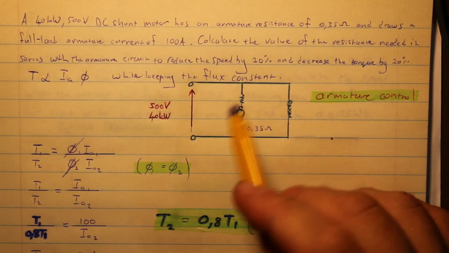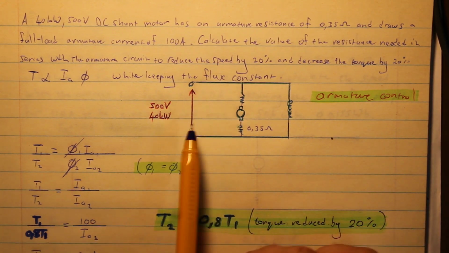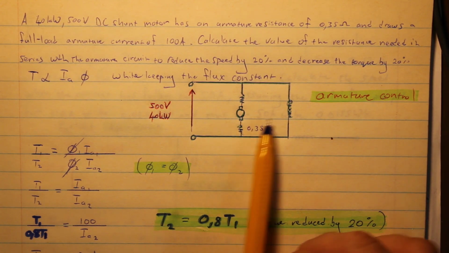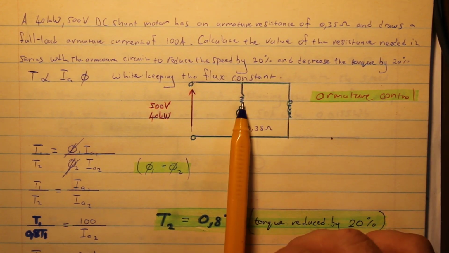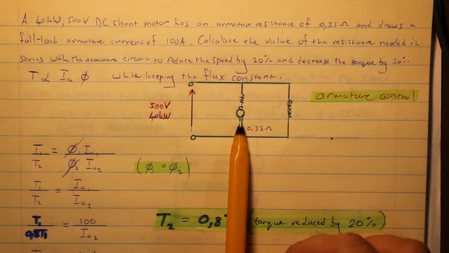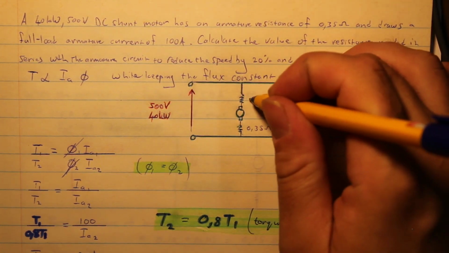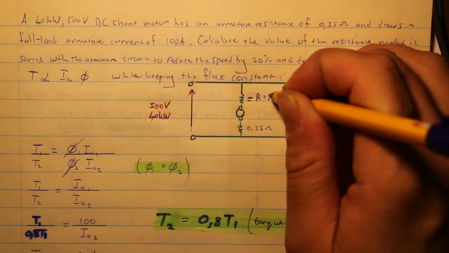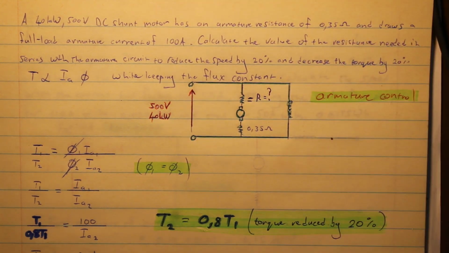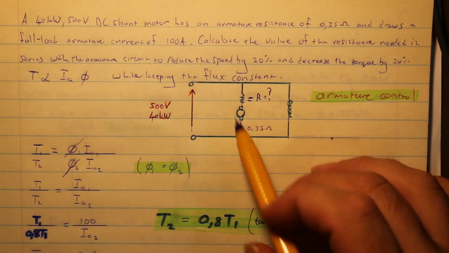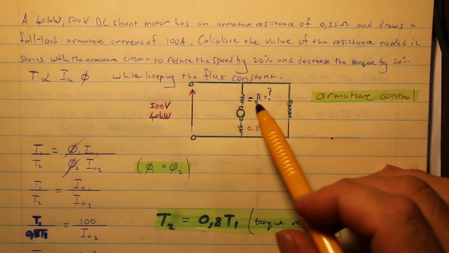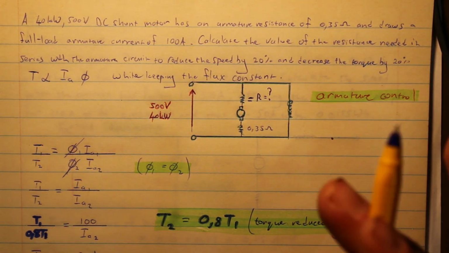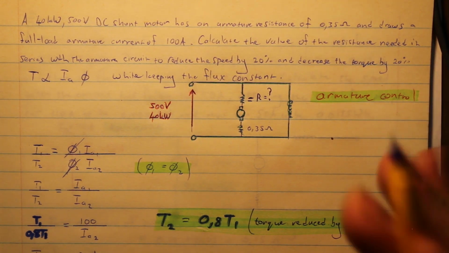So we've drawn the circuit here, and you can see I've got the armature resistance, and the field winding, and then this resistor over here in series with the armature. This is the resistor they want to know. So what is that value of that series resistor? And because we are changing the armature resistance, we should be expecting a decrease in speed. And this is what the question's asking us.